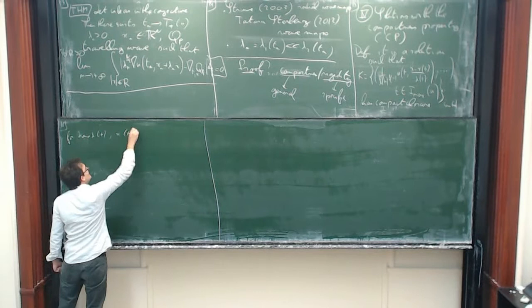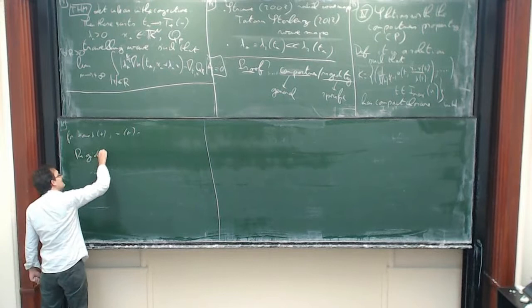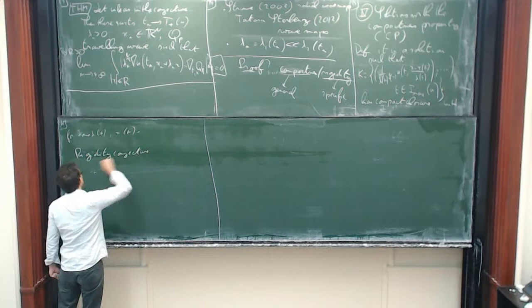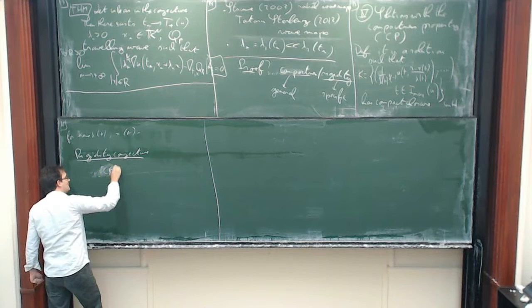So what is the rigidity part? I will write again a conjecture, the rigidity conjecture, which is that the compactness property implies that U is a soliton.